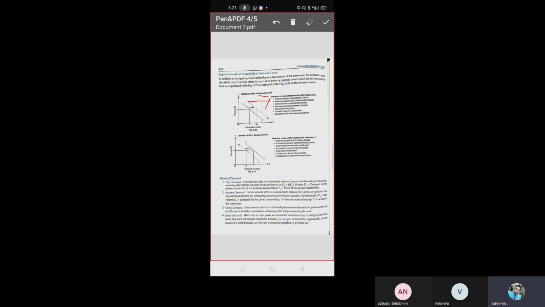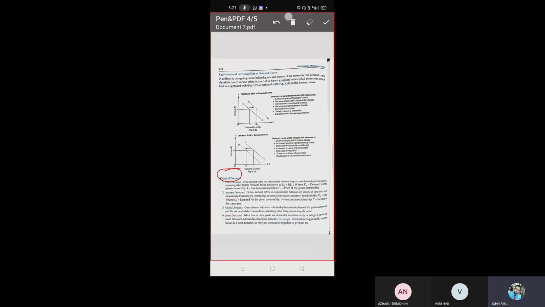So the same factors that we studied before apply. What are the reasons for a leftward movement and a rightward movement? Got it? We just went through this, and if you have any doubts, you can ask me now.